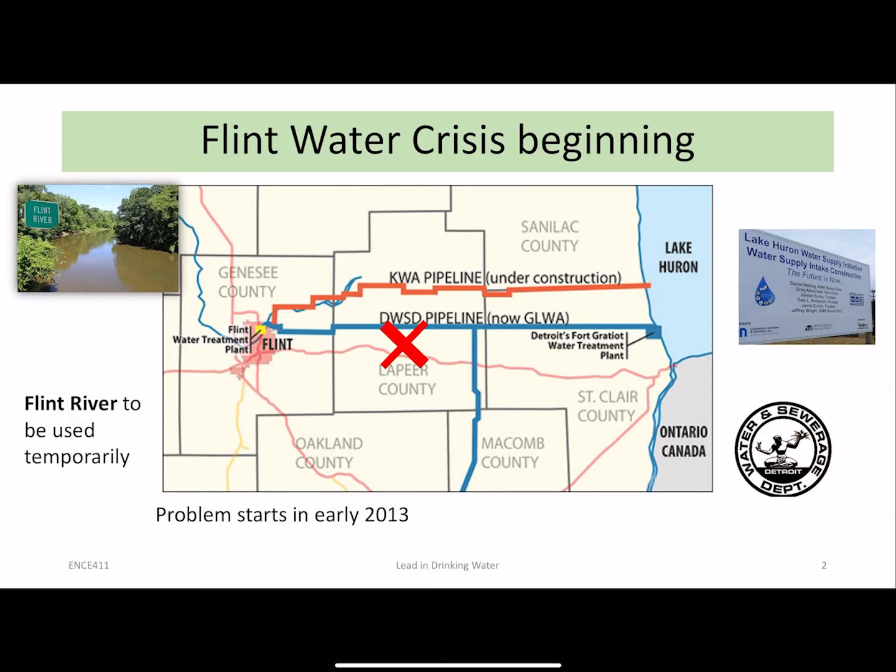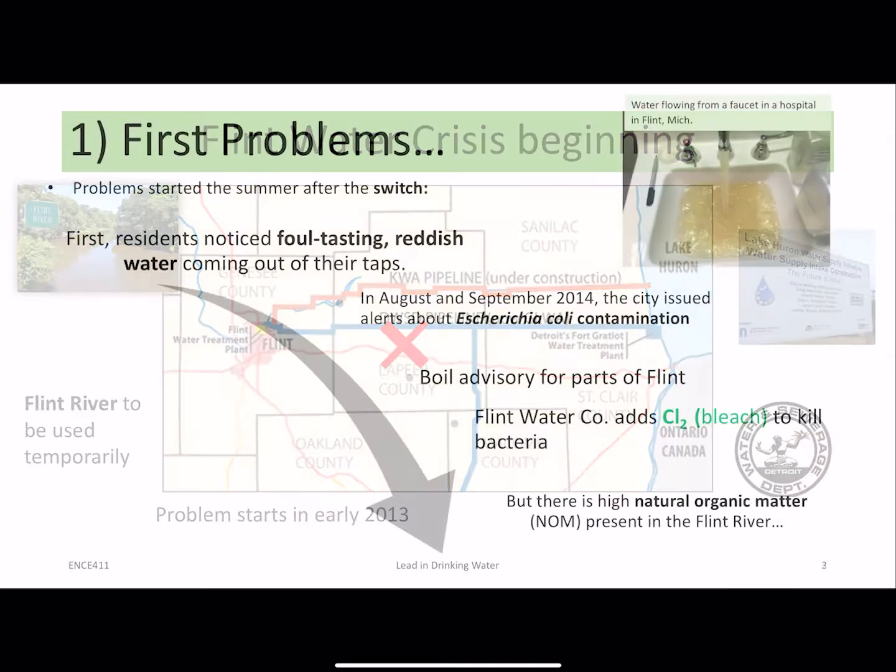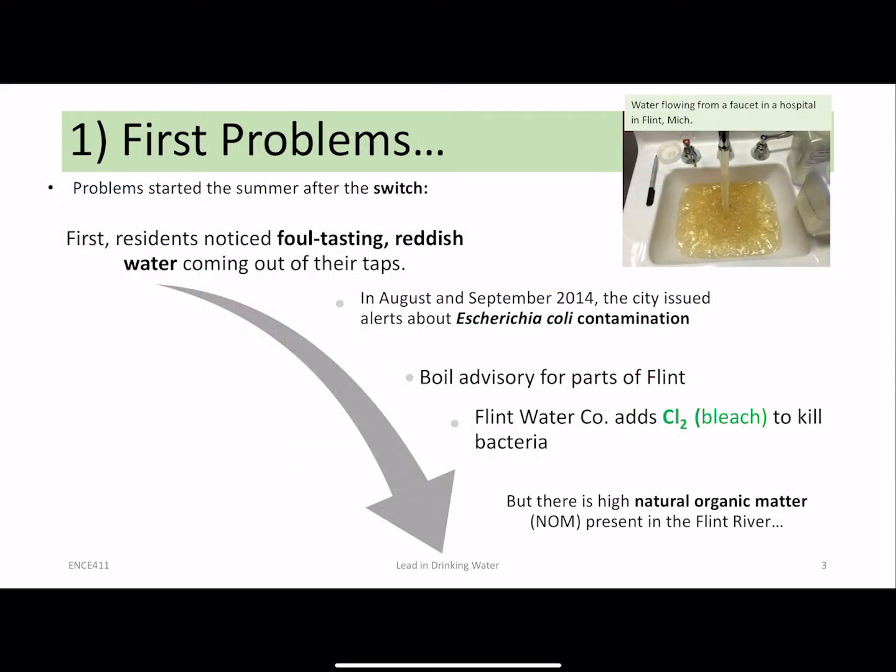They decided to treat the water by themselves, but they didn't do a very nice job with that. After the switching, the residents in Flint started to see red color in the water, and a weird taste. And a year after that, in summer 2014, the city issued an alert about Escherichia coli. This is a pathogen, a bacteria in the water, and that bacteria can cause several diseases in humans. So they issued a boil advisory, so people needed to boil the water to get rid of this bacteria. And they decided to add more bleach to kill this bacteria.